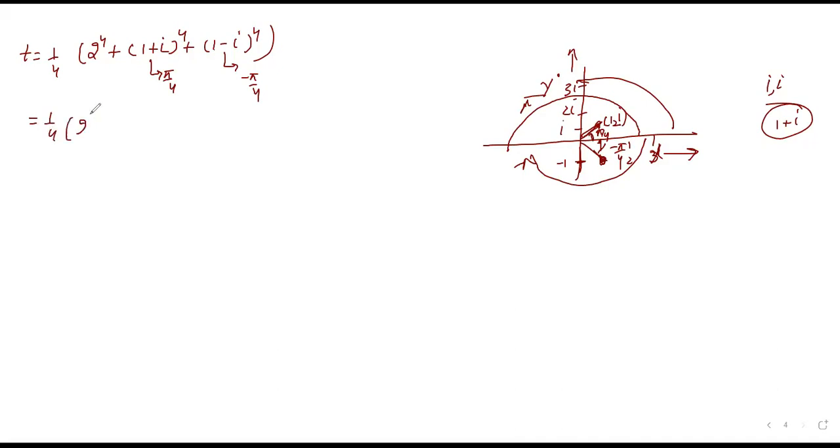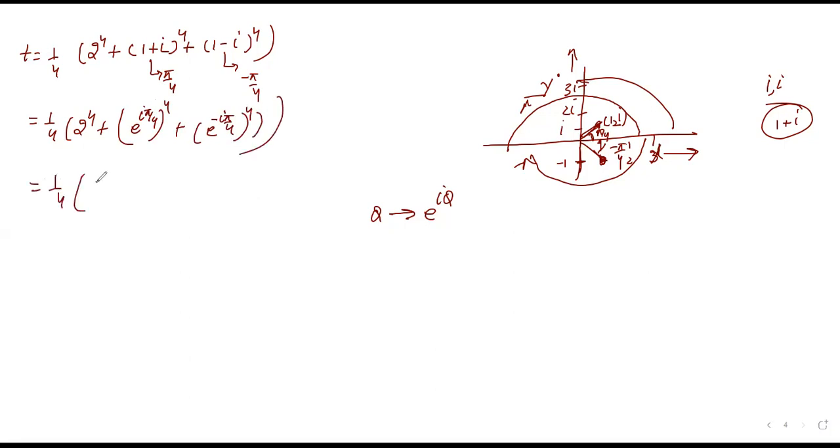Okay, 2 raised to the power 4. See, if the argument is theta of any number, it will be e raised to the power iota theta. So this one will be e raised to the power iota pi by 4, whole raised to the power 4, and this one is e raised to the power minus iota pi by 4, raised to the power 4. So this is 1 by 4, 2 raised to the power 4, times e raised to the power iota pi by 4 into 4 plus e raised to the power minus iota pi by 4 into 4.